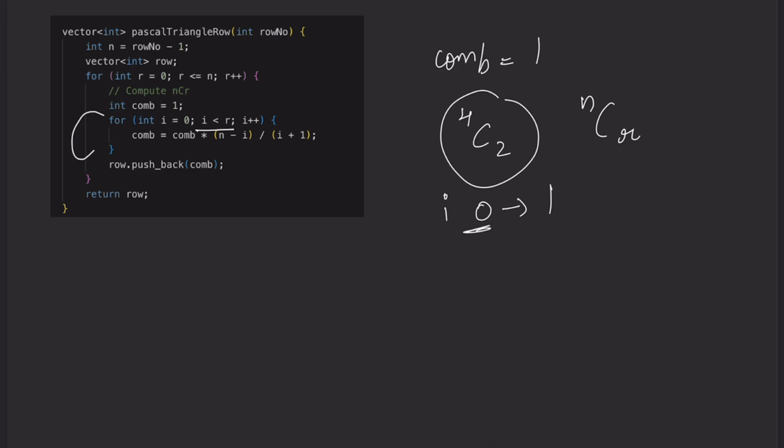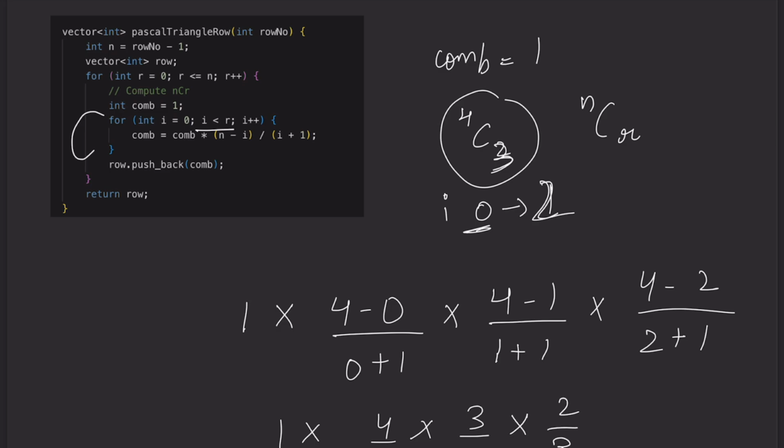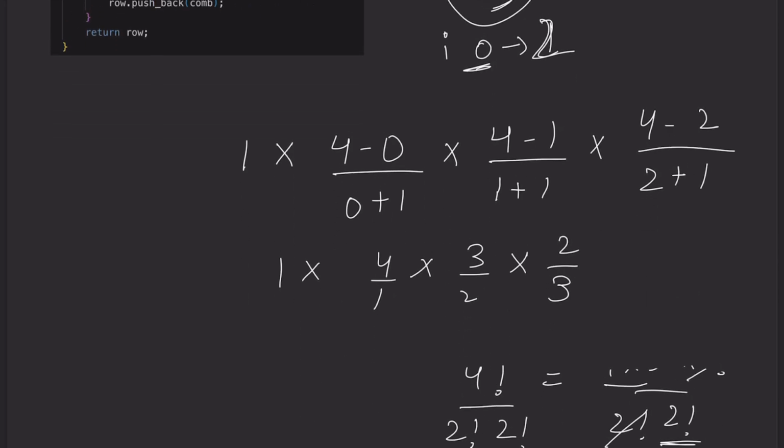Let us calculate it for 4C3, let's say. So I will go from 0 to 2 in this case. The combination starts as 1. We multiply it by 4 minus 0 upon 0 plus 1, then 4 minus 1 by 1 plus 1, then 4 minus 2 by 2 plus 1. So 1 times 4 by 1 times 3 by 2 times 2 by 3, right? So this is 4, this is 4.